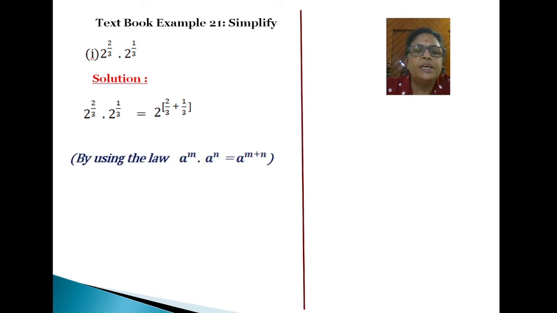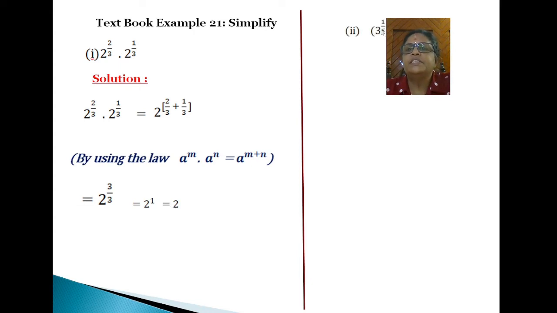Which law do we use here? A raised to m into a raised to n is a raised to m plus n. So here 2 raised to 3 by 3 is equal to 2 raised to 1. So 1 times 2, that is 2.